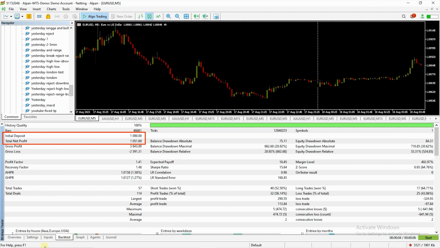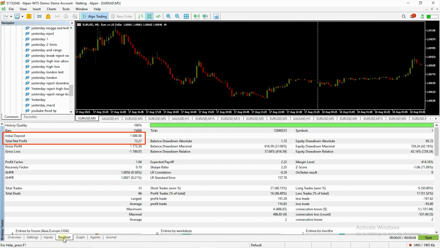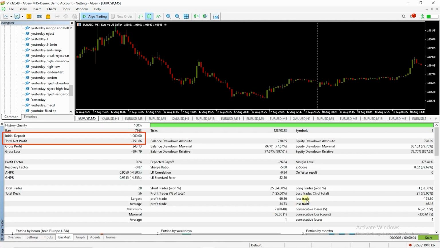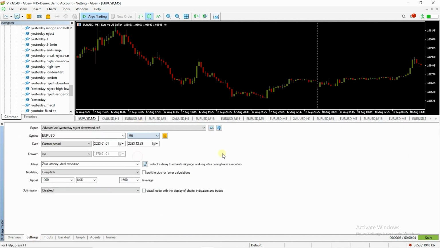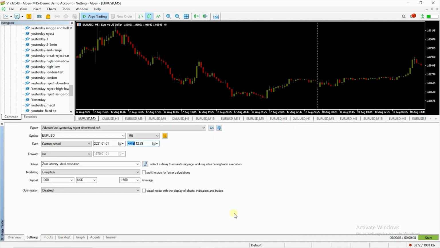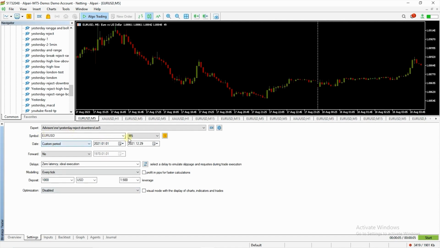It had 100% for Euro 2023. I'll test it for other time frames. It had 7% for M15 and 75% for M30, so 5 minute was the best. I'll test it for 2022. It had 2% for 2022. I'll test it for 2021. 66% loss for 2021, so it just worked for 2023.